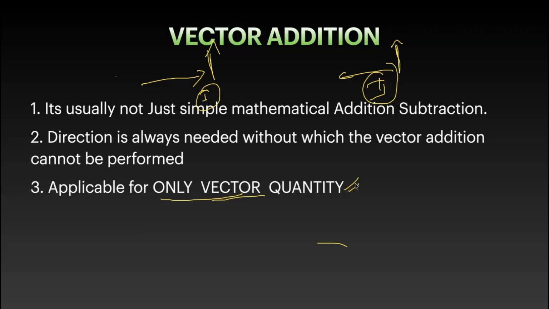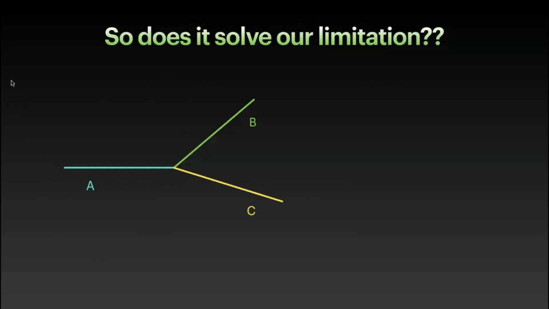And this vector addition is applicable only for vector quantities. So this becomes our only criteria to determine whether a quantity is a vector or a scalar. Let us go to the next part. Okay, we learned what is the difference between vector addition and scalar addition, algebraic addition. Now, let us see how it solves our initial limitation, or does it solve our initial limitation?